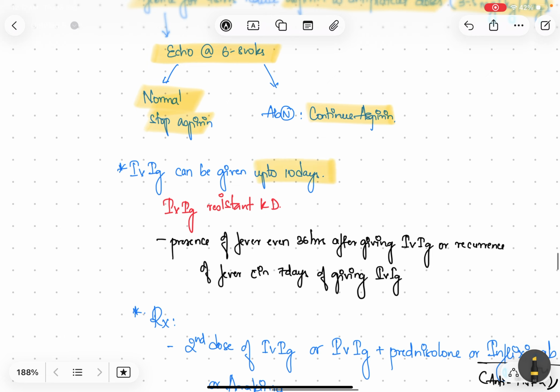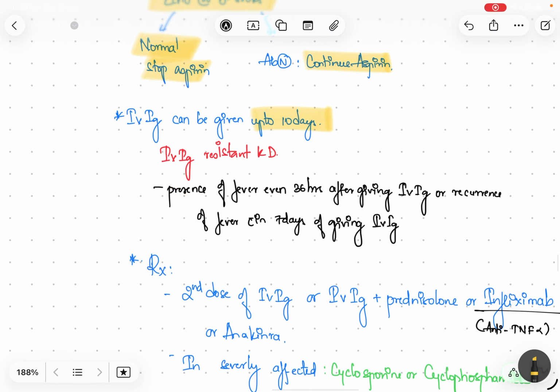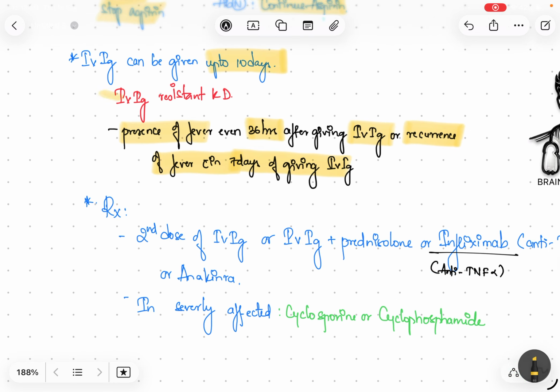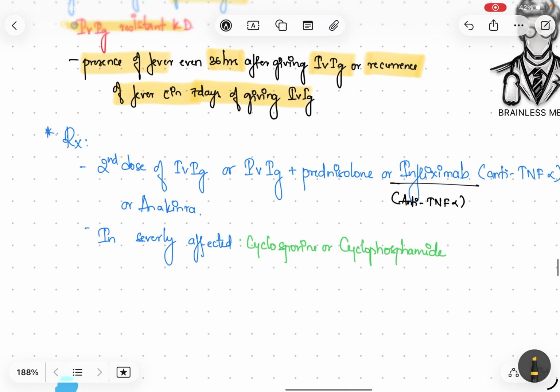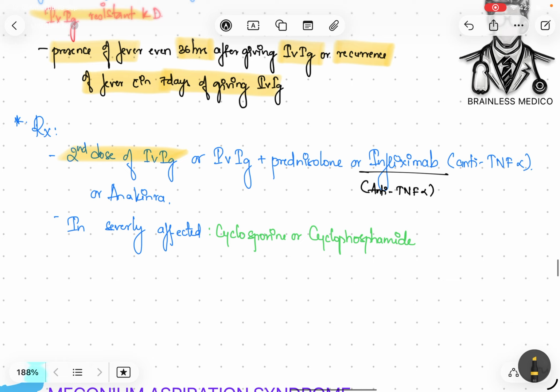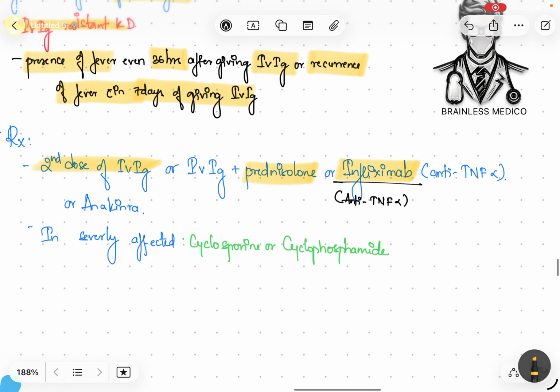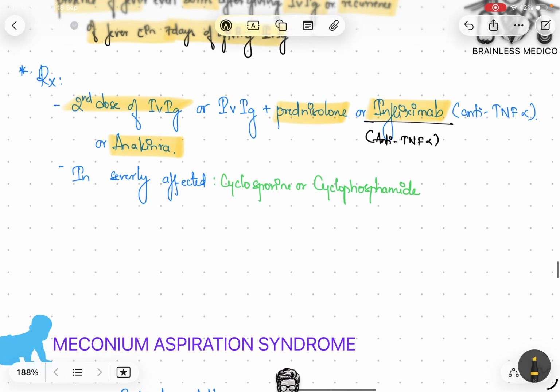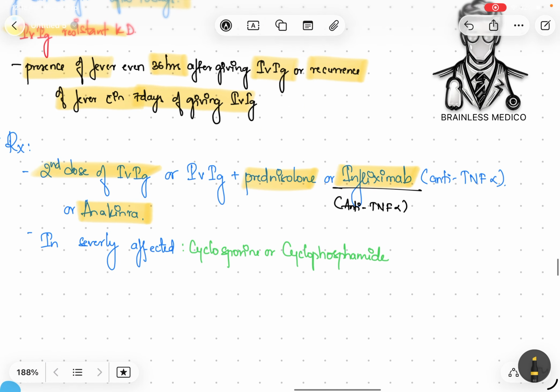If resistant Kawasaki disease is there, we say it is resistance when there is presence of fever even 36 hours after giving IVIG, or recurrence of the fever in 7 to 8 days of giving IVIG. So basically it means even after giving IVIG, fever is recurring. So it is called IVIG resistant Kawasaki disease. Treatment follows: a second dose of IVIG, or prednisolone, or infliximab. Infliximab is an anti-TNF alpha, or anakinra. In severe cases you need to go with cyclosporin or cyclophosphamide.